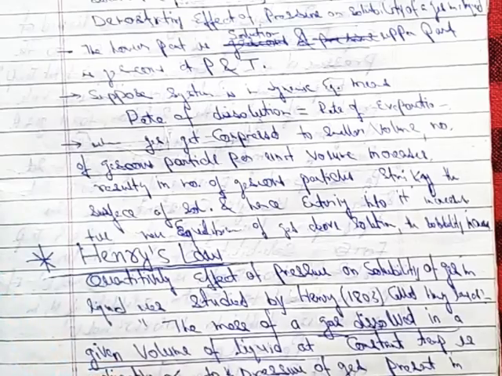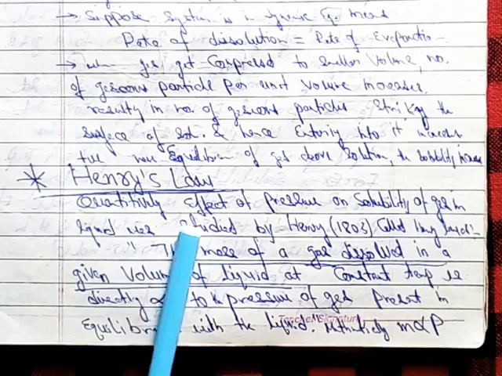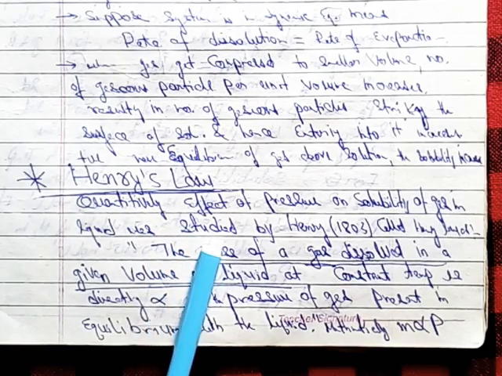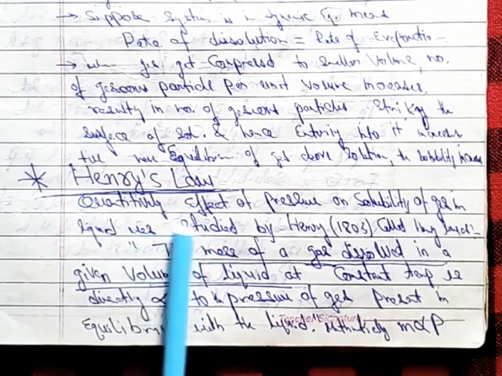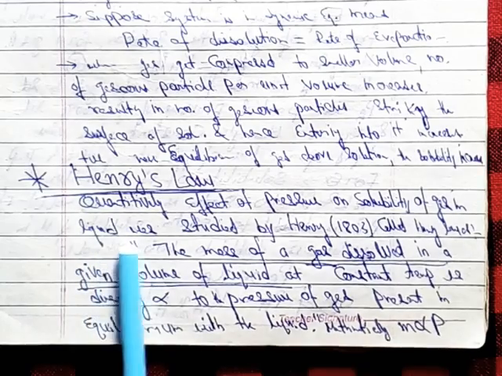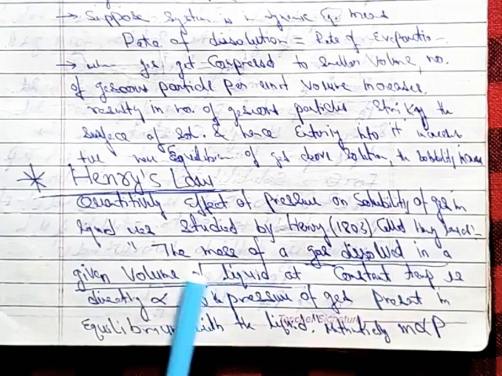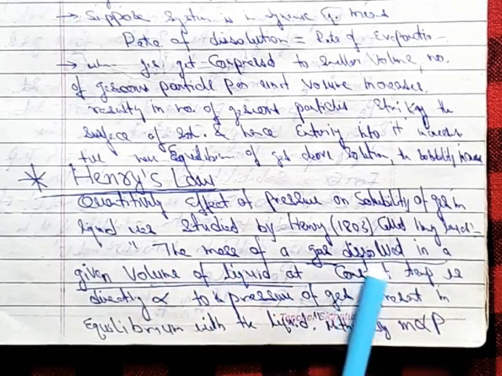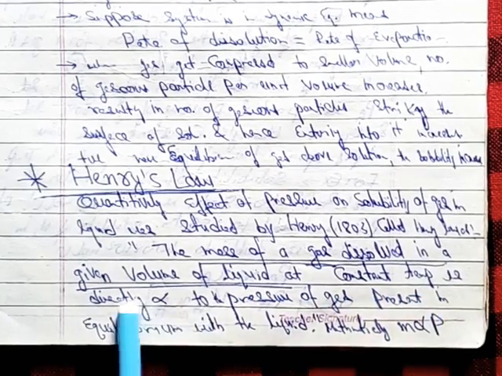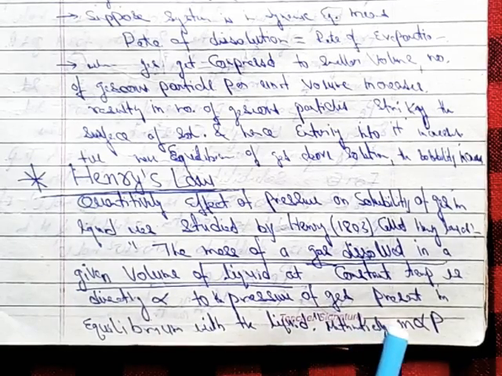So what did Henry say? What was his law? It can be asked in a 1 or 2 marks question: what was Henry's law? Henry established the relationship between the pressure and the amount of gas dissolved. The quantitative effect of pressure on the solubility of gas in liquid was studied by Henry in 1803, called Henry's law. He said the mass of gas dissolved in a given volume of liquid at constant temperature is directly proportional to the pressure of gas present in equilibrium with the liquid.